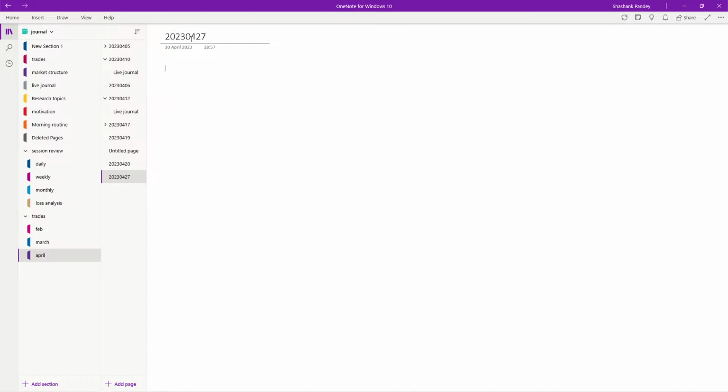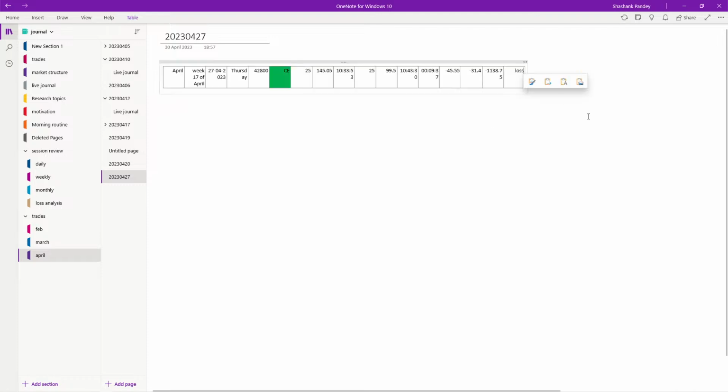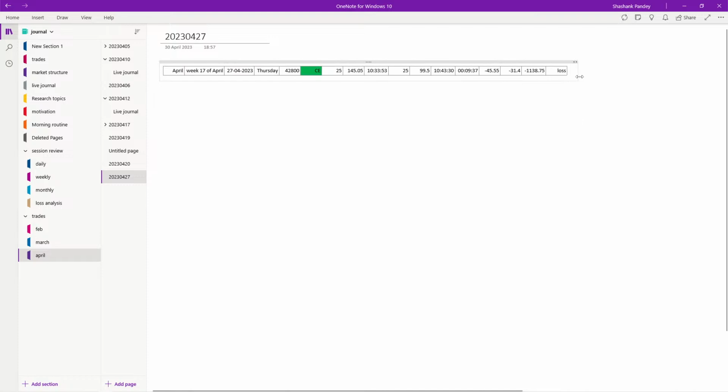Analysis. What we are looking for is this trade on 17th of April. This is the trade we are looking for. April, week 17 of April. This is the date, this is the day. It's Thursday, and this is the strike price.